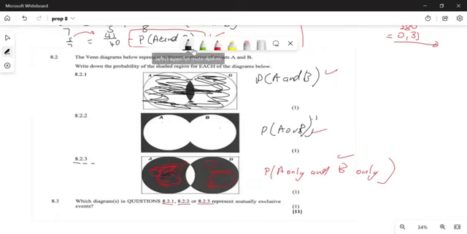Why the last diagram? Because we don't have a situation whereby two events are happening at the same time. So we don't have an intersection. So we'll say 8.2.3 is the one which represents it, and we get 4 marks for this.